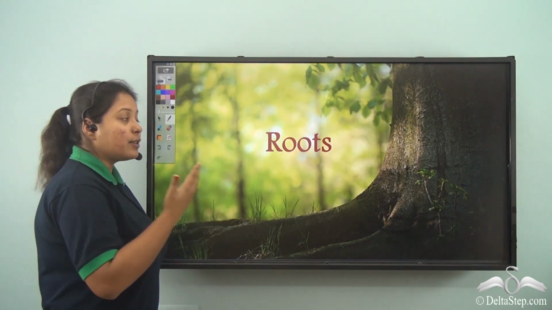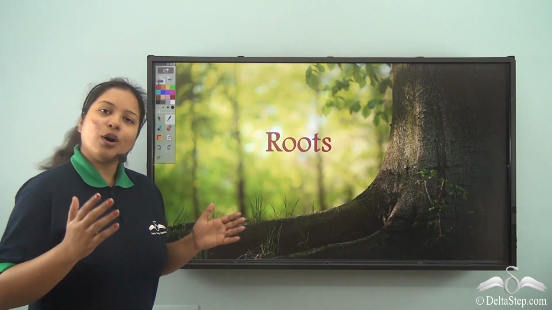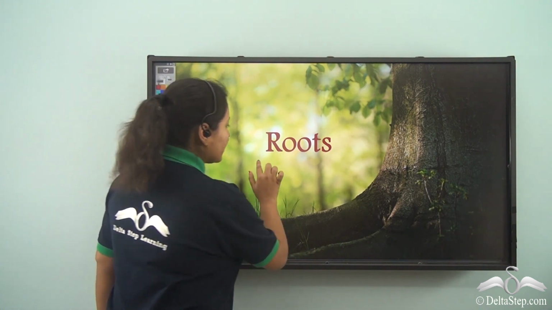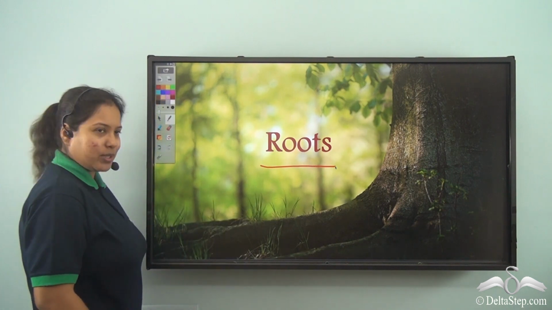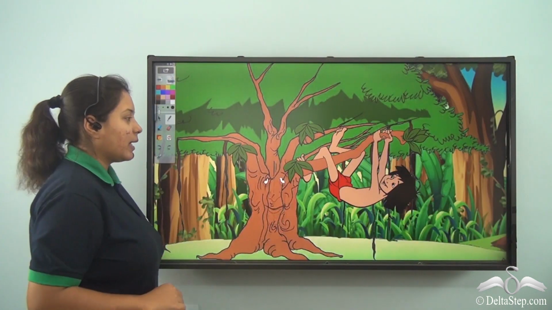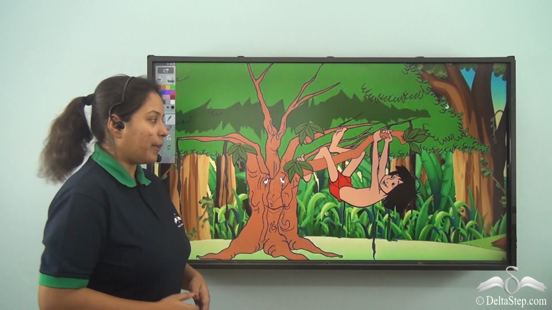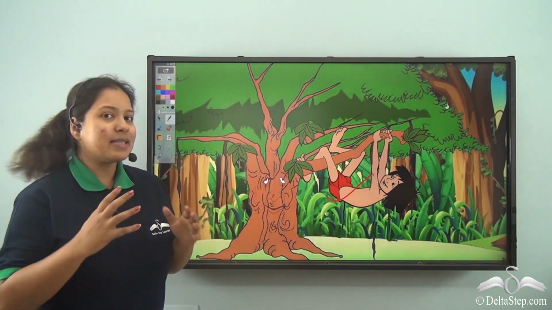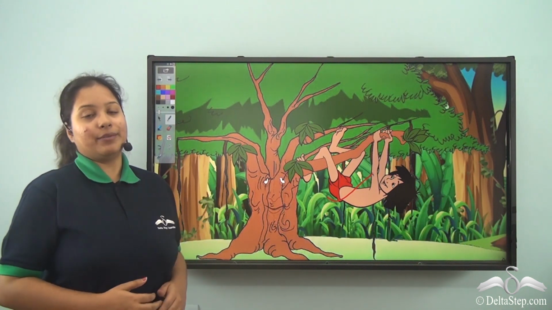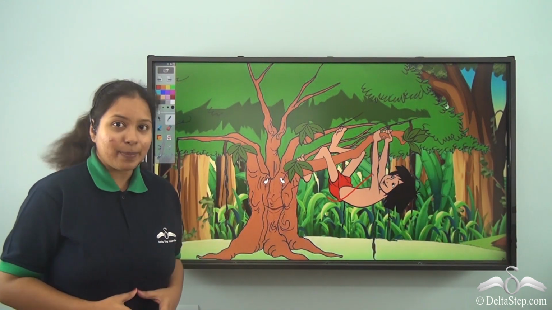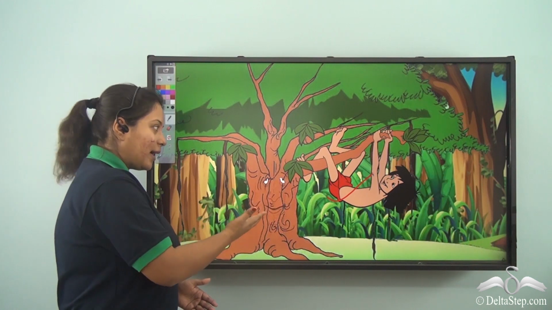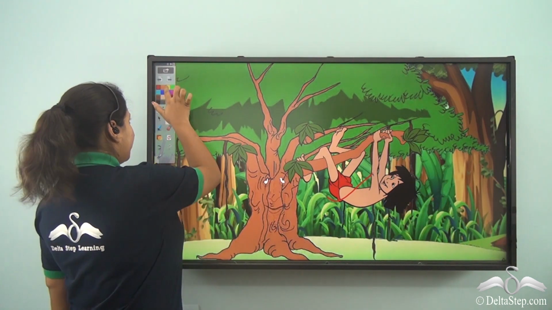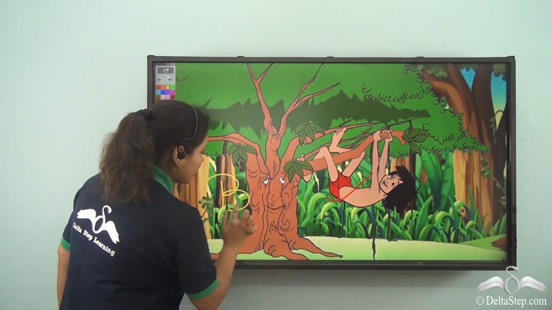So first of all, we have got the feet of the plants. What are they known as? They are known as roots. Let me tell you a story about Mowgli, who was a small little kid just like you, and he used to live in the forest. So who were his best friends? Well, the plants, and this is Banny, Mowgli's best friend.